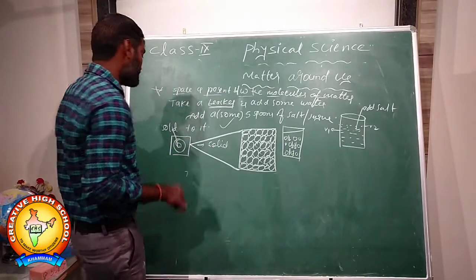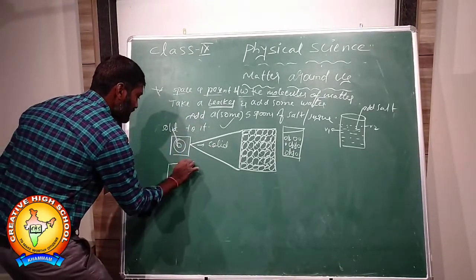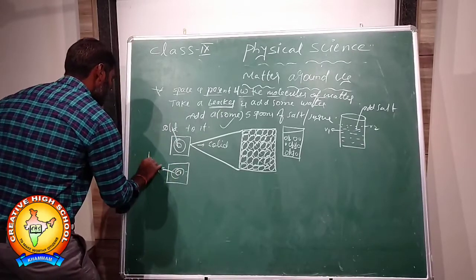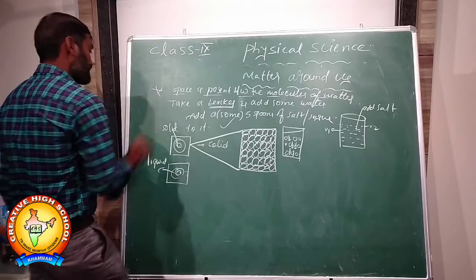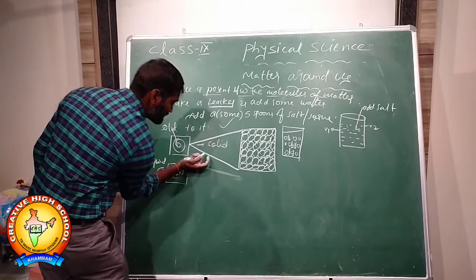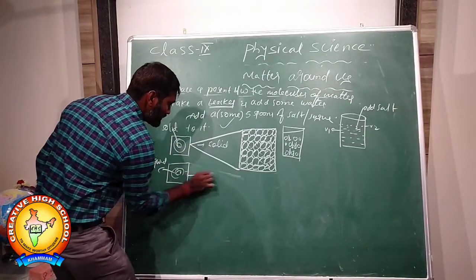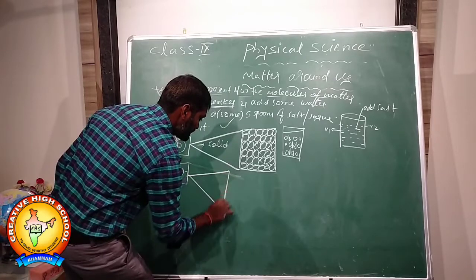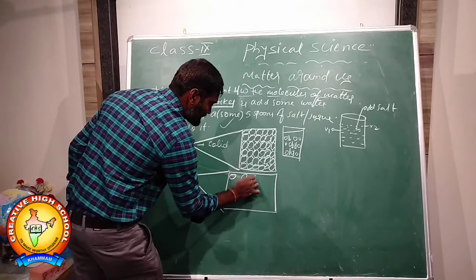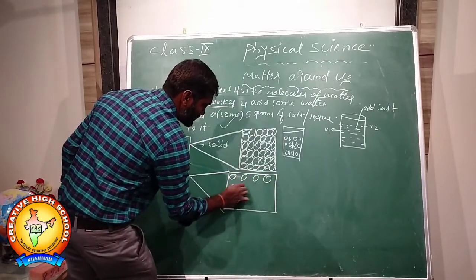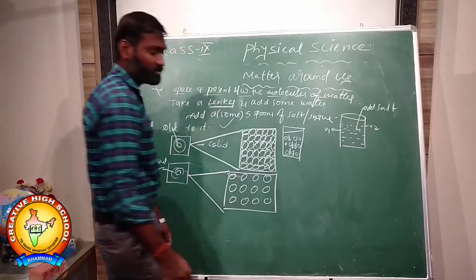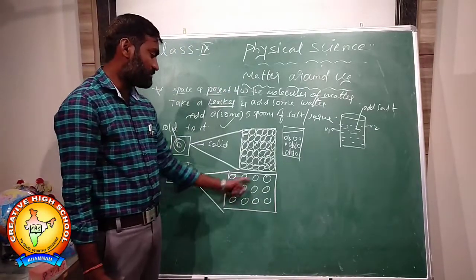Next, liquids. How are the molecules present in a liquid? In a liquid, we can explain using this. There is some space present between the molecules. There should be some gap between the molecules.